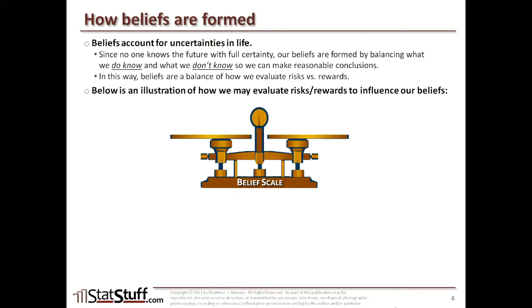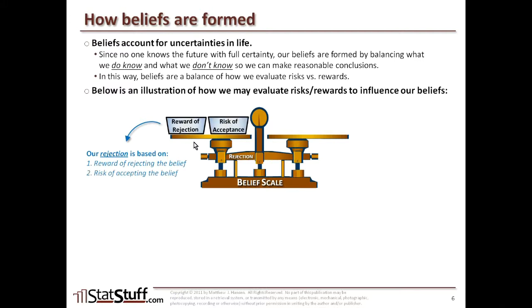So we'll call it the belief scale. Well, on one side of the scale, we'll have the rejection of a certain belief. Well, what are the things that help us to reject a certain belief in something? Well, we might have a couple of buckets, again represented by risks versus rewards. Well, the things that might influence us to reject a belief could include the reward of rejecting it. That is, what's the benefit we have by rejecting a belief in something? And also, what's the risk of accepting it? That is, what's the downside if we were to actually accept and believe in something? What's the risk of that?